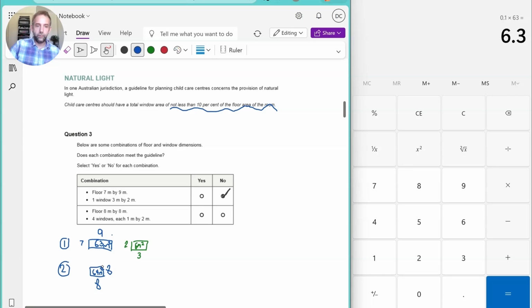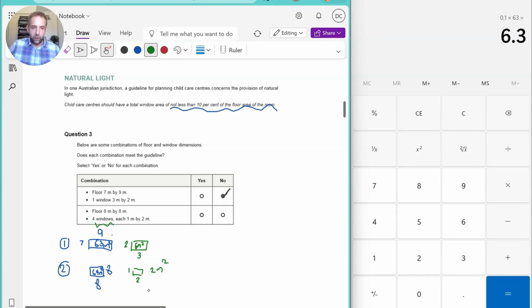Now the window is 1 by 2, but there's a little bit of extra detail there that if we're not careful, we will get caught out. So you might have noticed that there's actually 4 windows. So 1 lots of 2 is 2 meters squared, but I have 4 of them. I've got 2 meters squared as a window, but there are 4 windows.